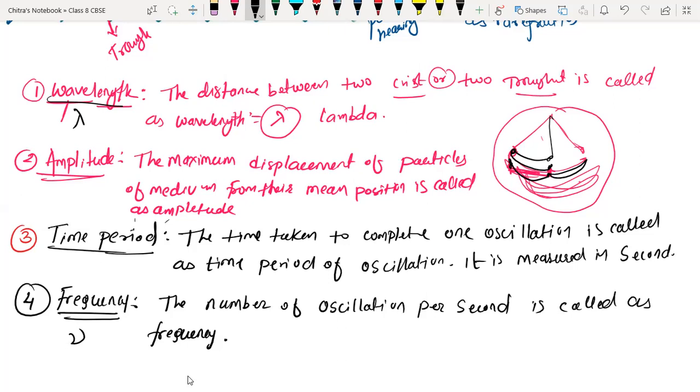When a vibrating object has a time period T, that means it completes one oscillation in T seconds. That means in 1 second it will complete 1 by T oscillations.